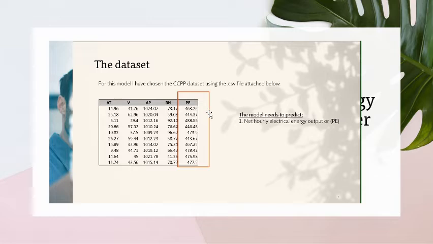So, for this exercise we have a data set in CSV format. The data has been collected over the course of the last 6-7 years and has 9568 data points. The columns consist of hourly average ambient variables: the AT column, the ambient pressure, the AP column, the relative humidity, the RH, and the exhaust vacuum, the V column. We will be predicting the net hourly electrical energy output, that is the PE column.